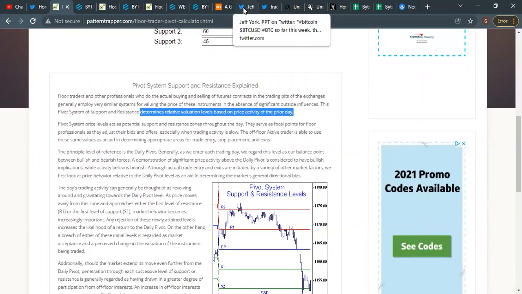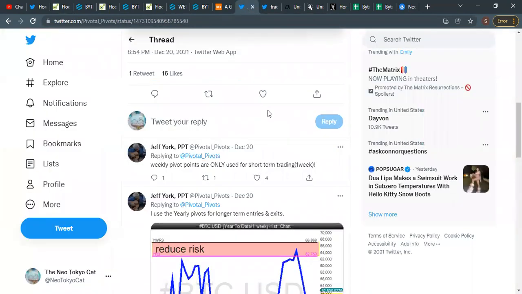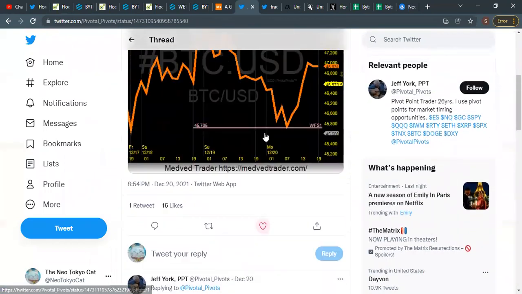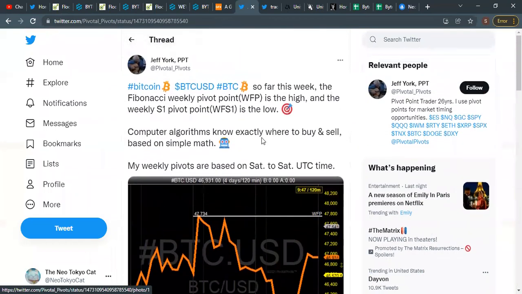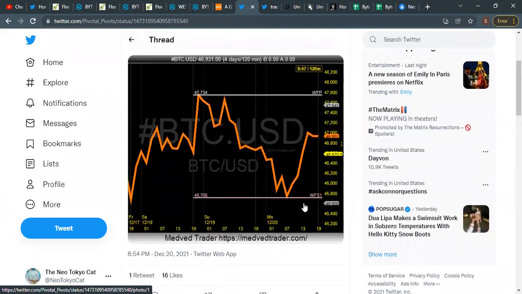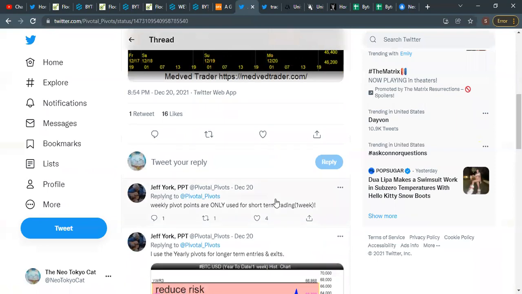Somebody that I follow who got me into pivots, his name is Jeff York. He's got some good charts. He mostly does stocks, but he also does Bitcoin. And as you can see, these pivots end up being pretty useful. They find support, they find resistance, using pretty short time frames.